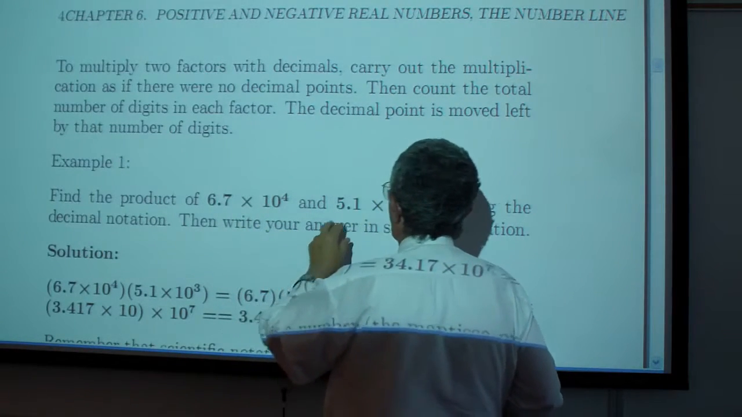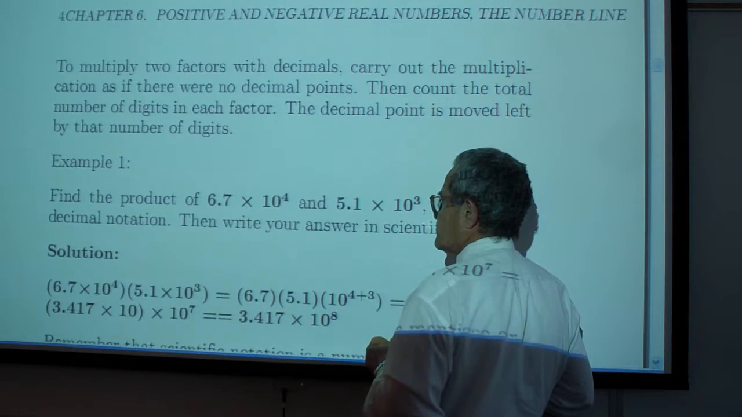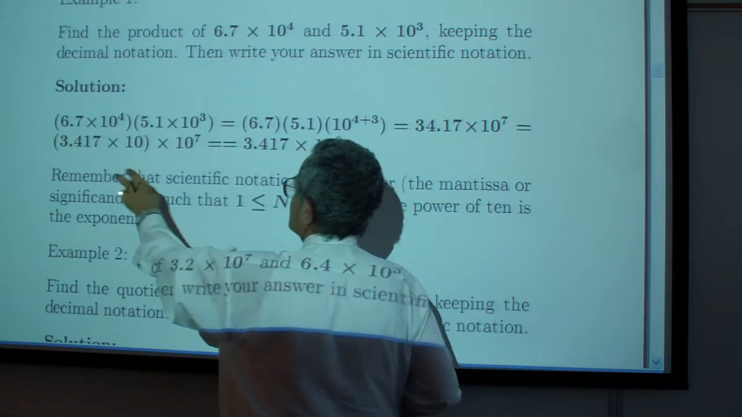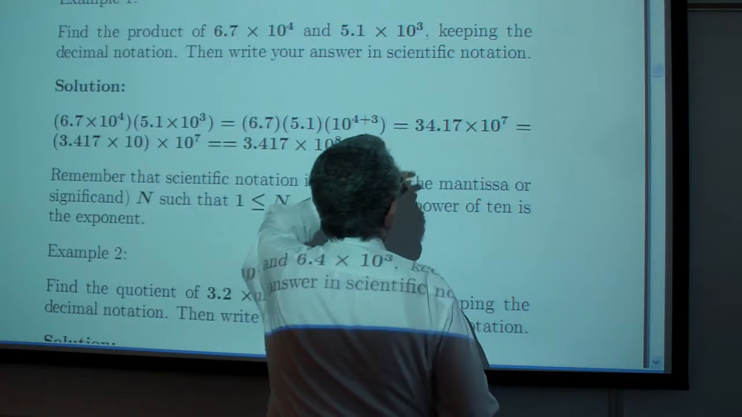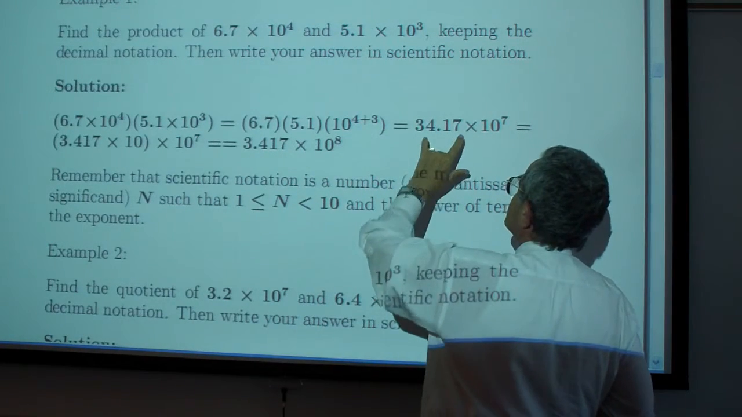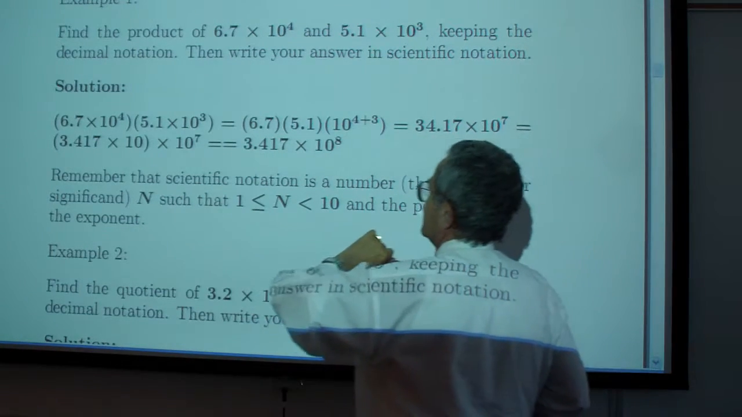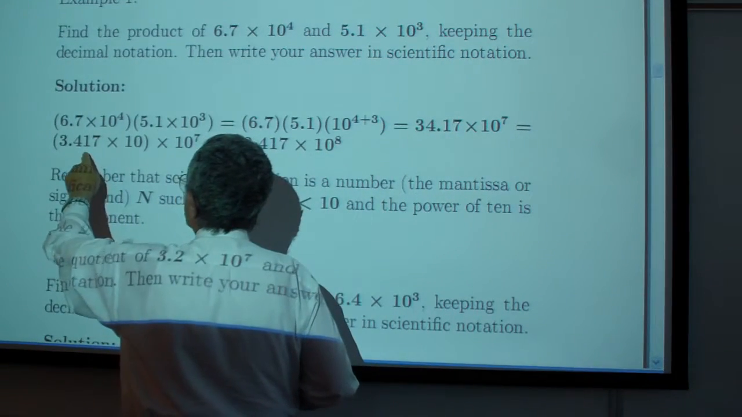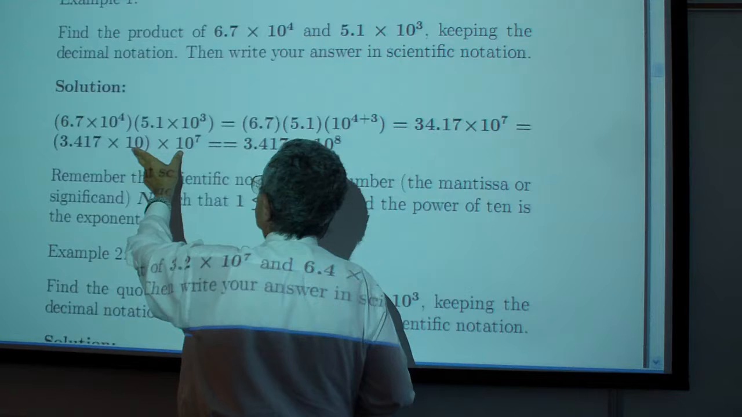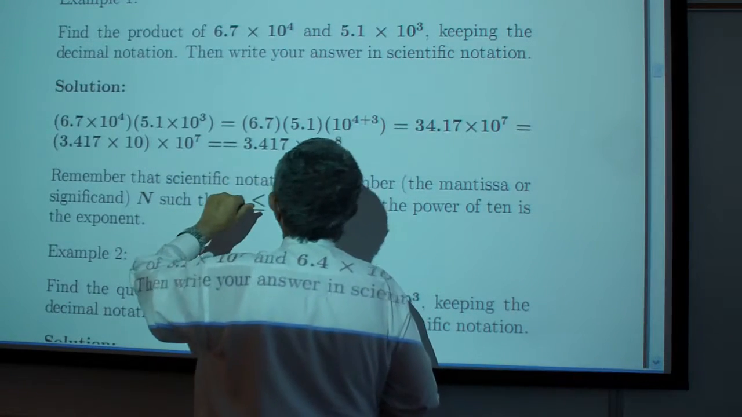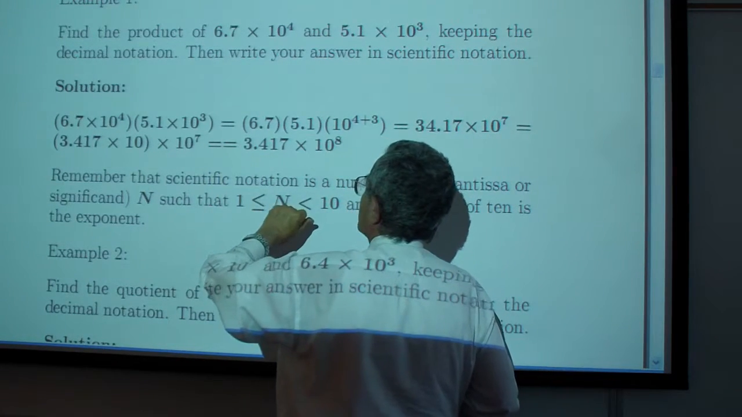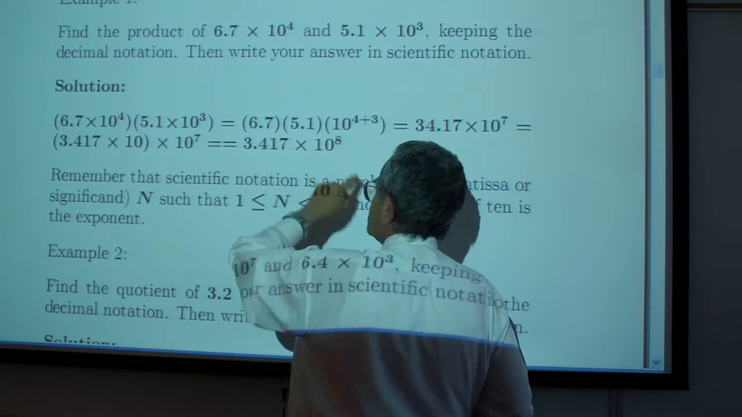6.7 times 10 to the 4 multiplied by 5.1 times 10 to the 3. First multiply 6.7 by 5.1, which gives you 34.17 times 10 to the 7. But in scientific notation, you need a number between 1 and 10. So write the 34.17 as 3.417 times 10. And then you combine the two tens. 10 times 10 to the 7 is 10 to the 8. So in scientific notation, there should be only one equal sign here. 3.417 times 10 to the 8.